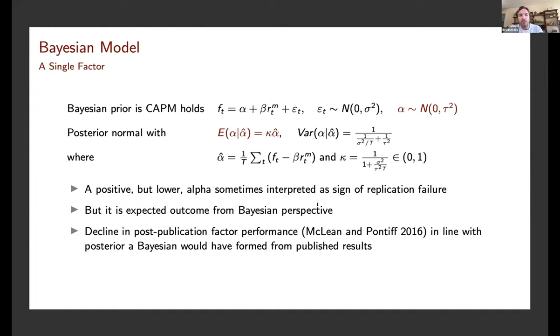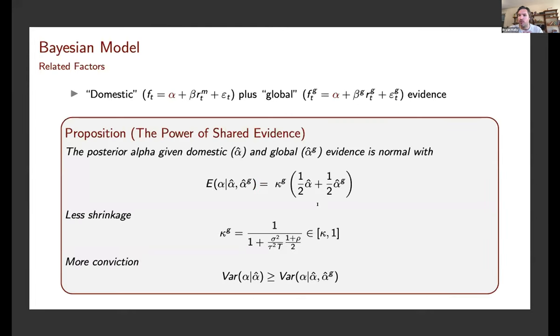Now let me take this Bayesian setup and enrich it one step further, getting closer to the empirical framework that we're going to use. I want to consider two related factors now. I have my original factor from the previous slide, but now I have an additional factor that shares some behavior with the first factor. I'm going to call it a global version of the factor, just for example. To be stark about this, I'm going to assume that these two factors have the same alpha. They have different realizations, but those realizations can be correlated, much like we would see in, say, a US and a world ex-US version of book-to-market ratio factors. Now, what we see is a couple of things.